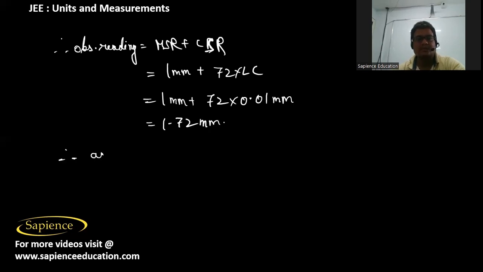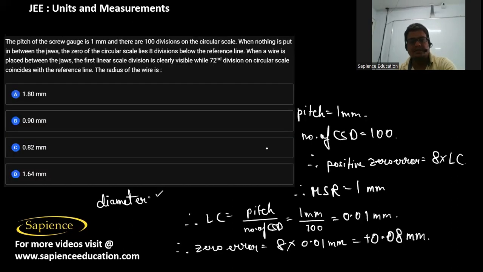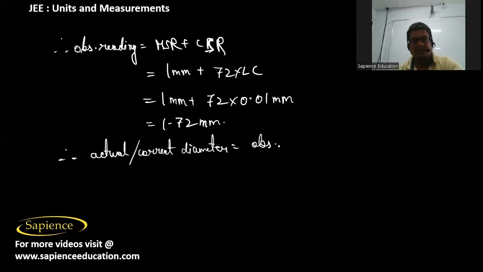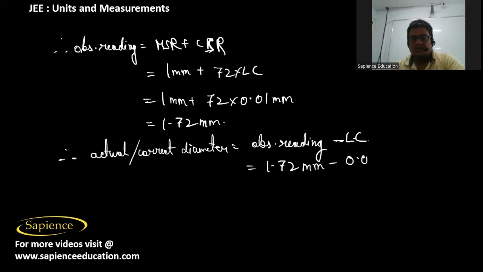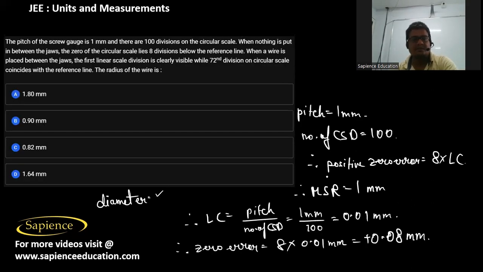And therefore the actual or correct diameter of the wire will be equal to the observed reading minus the zero error. Observed reading of the diameter of the wire minus the zero error. So the observed reading is 1.72 millimeter minus 0.08 millimeter. So 1.72 minus 0.08 millimeter will be 1.64 millimeter. So 1.64 millimeter is the diameter.